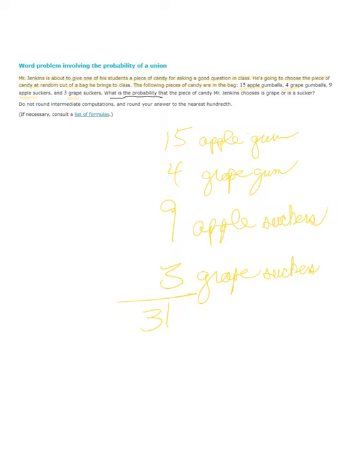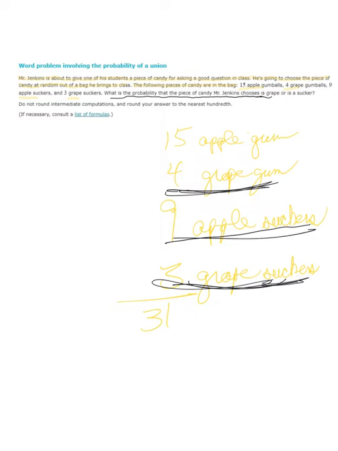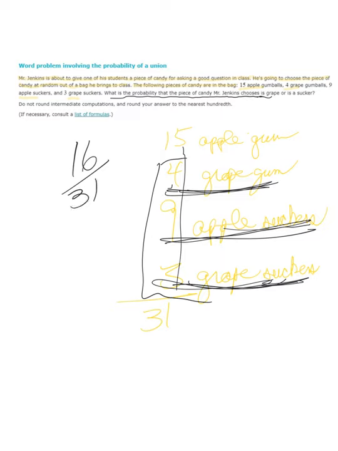And we're asked, what is the probability that the piece of candy Mr. Jenkins chooses is grape or a sucker? So this would count too, right? Grape, and then this was a sucker, and this was a sucker. So out of all of those, that was 4, 9, and 3, it's 13, 16 out of these 31 are either grape or a sucker. So I would type that in my calculator, round it to wherever they say round it to, type it in, should get the answer right.